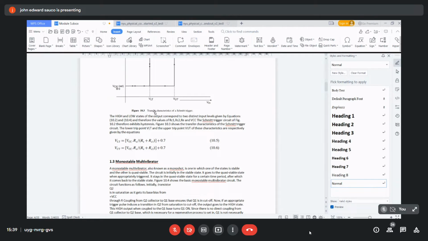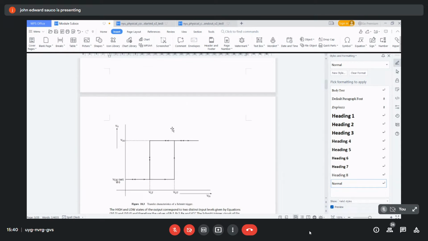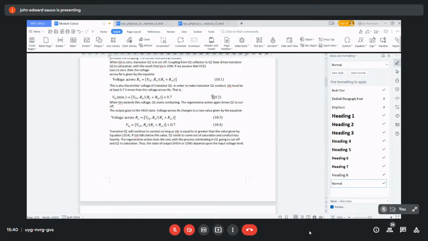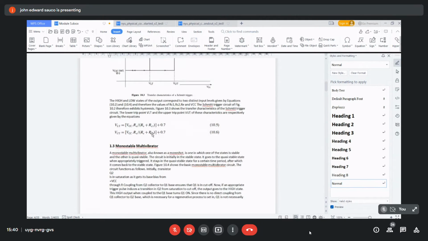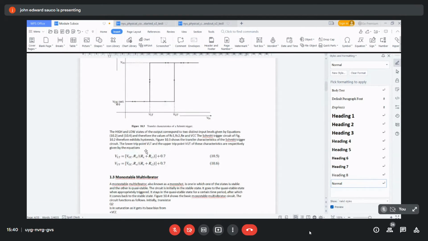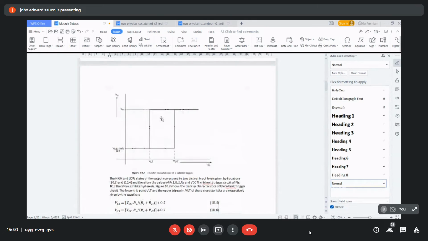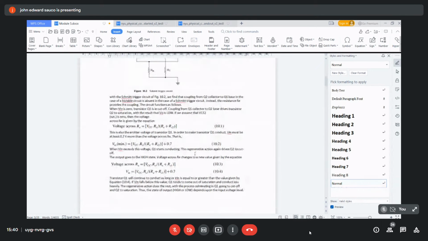So the lower trip point VLT, ito, and the upper trip point VUT. Ayan. Ito yung kanyang formula para dyan. Kanya nakuha dito nga sa 10.2 saka 10.4. Yan din yan. Mapapansin nyo, ayan, RC1 sa RC2, same formula, yun yun. Yung VLT saka VUT. Kasi ito is para sa high, low, para sa high.